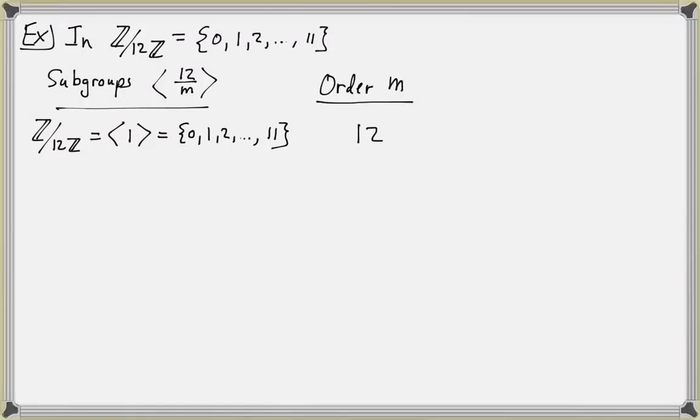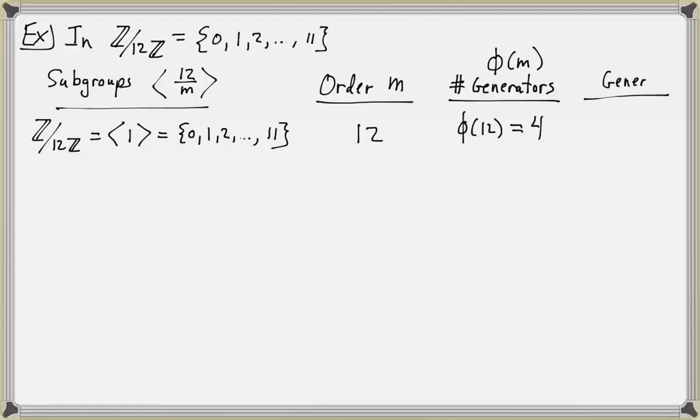Let's also make a list of the number of generators, which is equal to phi of m, the Euler phi function. So phi of 12 is equal to 4. There's 4 numbers in this set that are relatively prime to 12. And let's list the generators. So the numbers in this set that are relatively prime to 12 are 1, 5, 7, and 11. So remember, these look like 12 over m times k, where k is the number relatively prime to m. But in this case, this just simplifies to the integers that are relatively prime to 12.